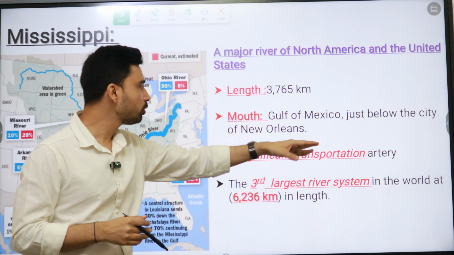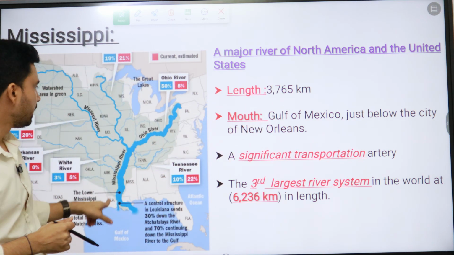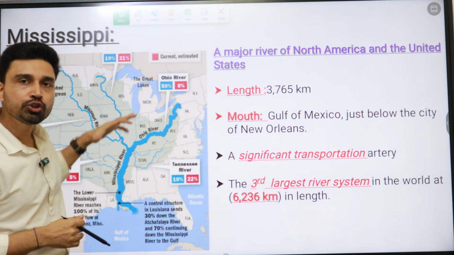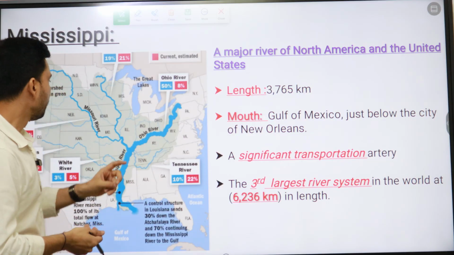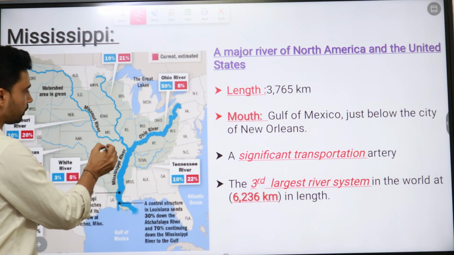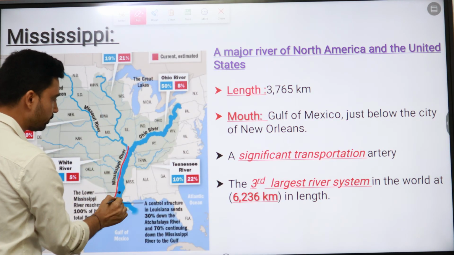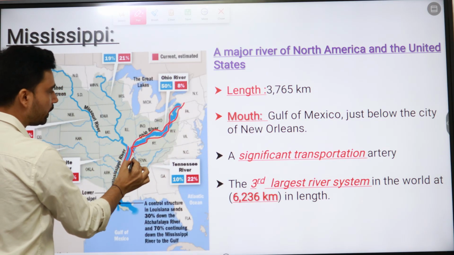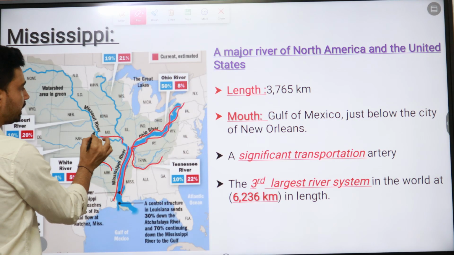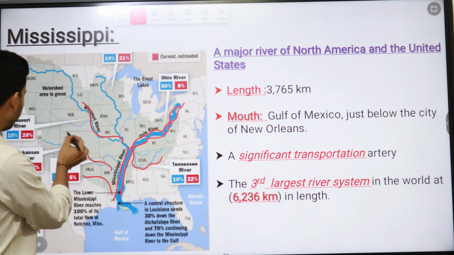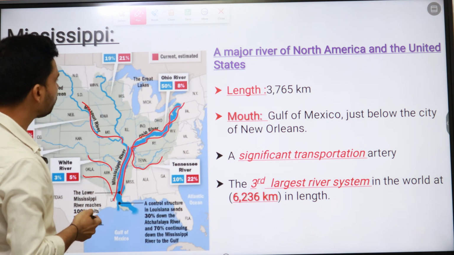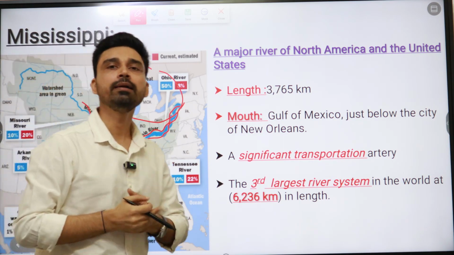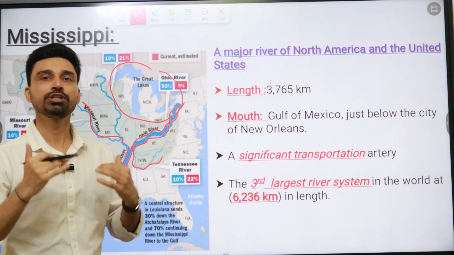The mouth is in the Gulf of Mexico, just below the city of New Orleans, which you will find here, and it is a significant transportation artery of the entire coastal plain and the Great Plains of North America. From the map here, it's not that we are talking about a single river, the Mississippi River. It is well connected through the entire region because it is joined by the Ohio River. You can see from here you have the river, then you have the Missouri River coming from here, then you have the Red River, White River, Arkansas River. So overall the entire plain area, and further connectivity to the Great Lakes region, is possible by using the arterial routes of this particular river system.